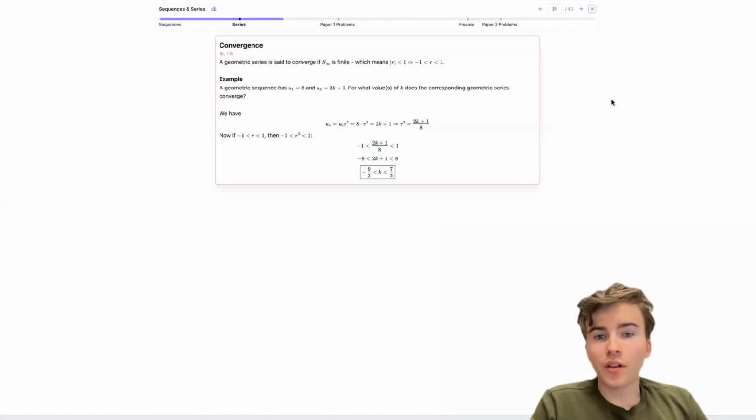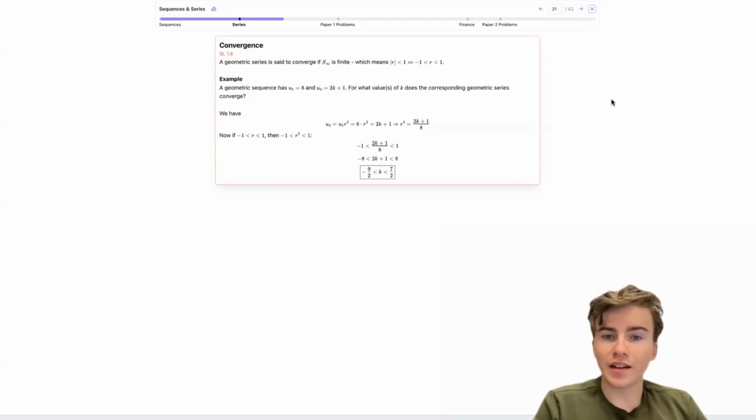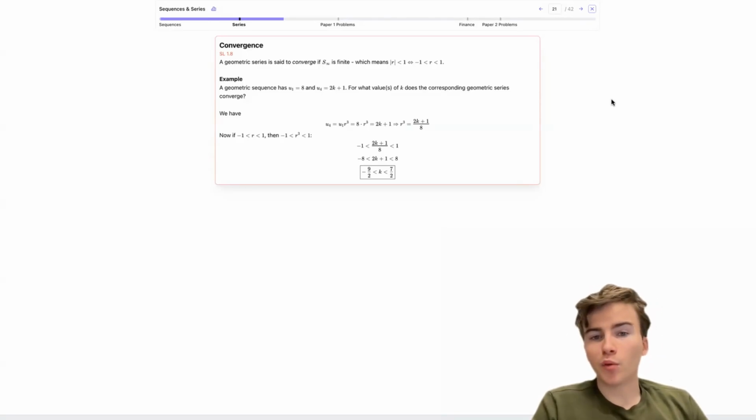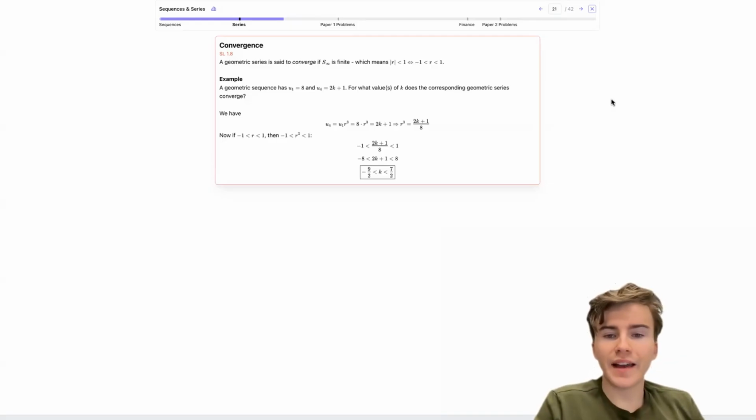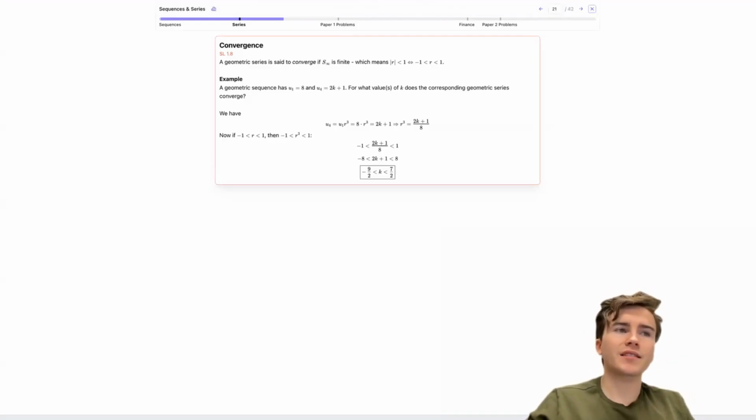Now, if r is between -1 and 1, then r cubed also has to be between -1 and 1, which means that this fraction, 2k plus 1 over 8, has to be between -1 and 1. If I multiply both sides of the inequality by 8, I get -8 less than 2k plus 1 less than 8. You solve that by subtracting 1 from both sides and dividing by 2, and you find that k has to be between -9/2 and 7/2.